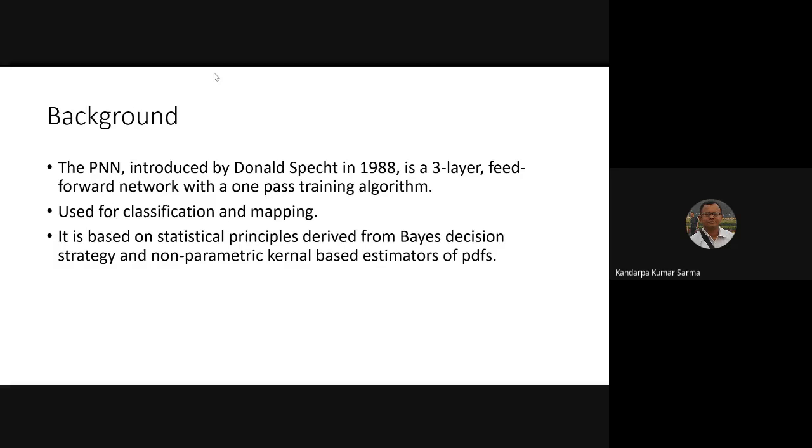PNN is found to be very effective in all types of speech processing domains. So a class of pattern recognition and classification tasks, speech processing, are dealt with by this PNN. The PNN is based on statistical principles derived from the Bayesian decision strategy and non-parametric kernel-based estimators of PDFs, probability density functions. So PDF will primarily have a Bayesian decision-making strategy and will use a non-parametric Gaussian kernel.